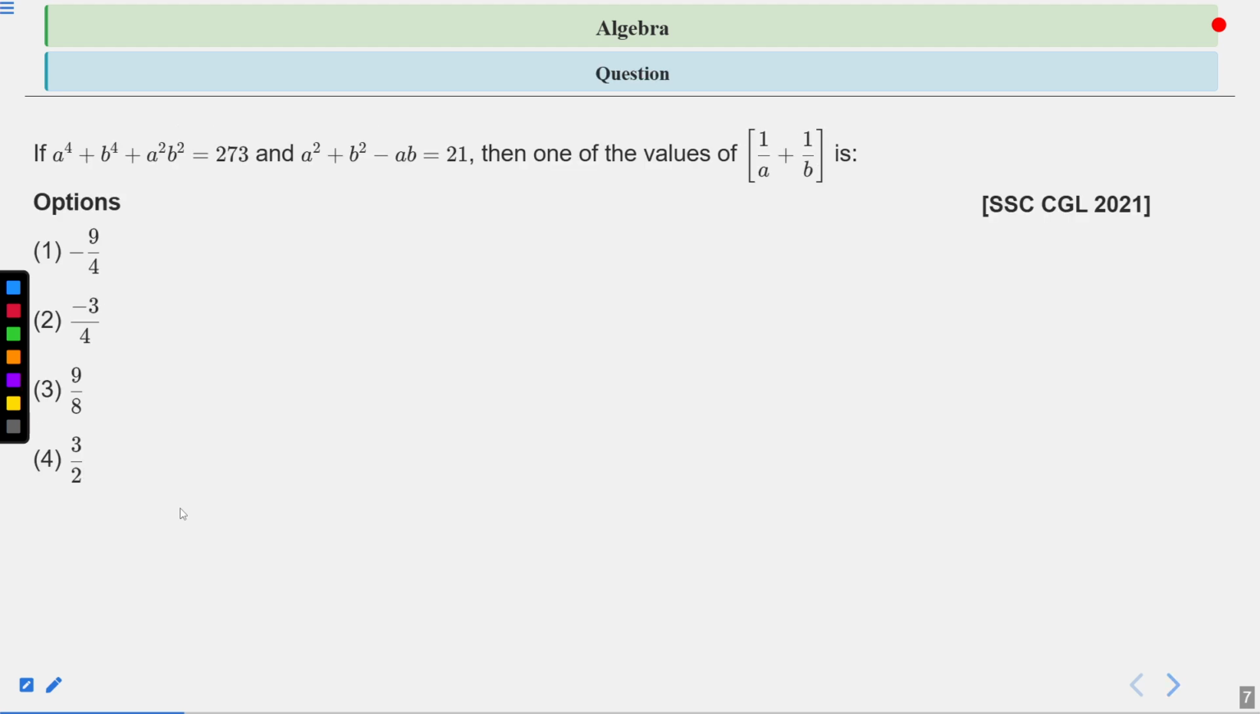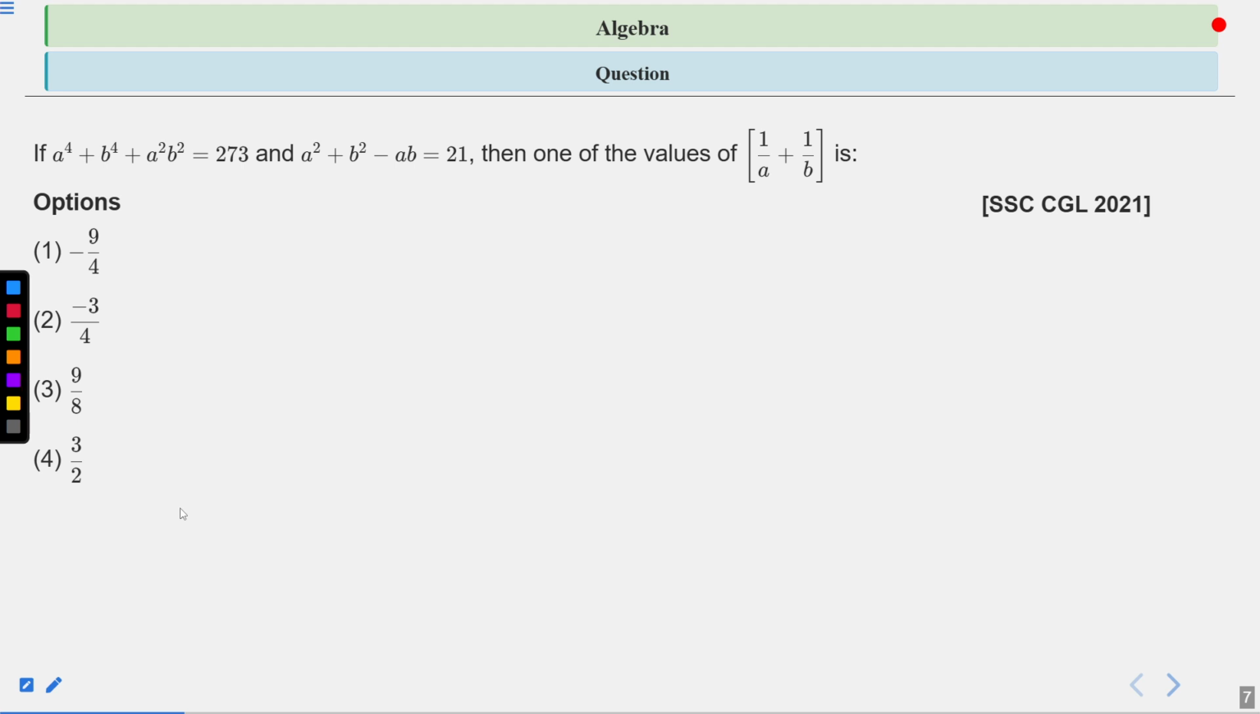If a to the power 4 plus b to the power 4 plus a square b square equals 273 and a square plus b square minus ab equals 21, then one of the values of 1 upon a plus 1 upon b is. And this question was asked in the SSC CGL exam 2021.